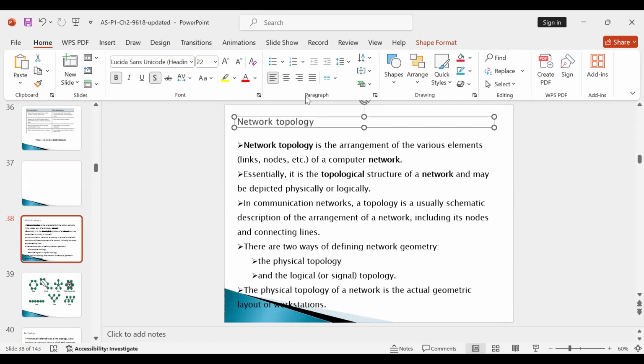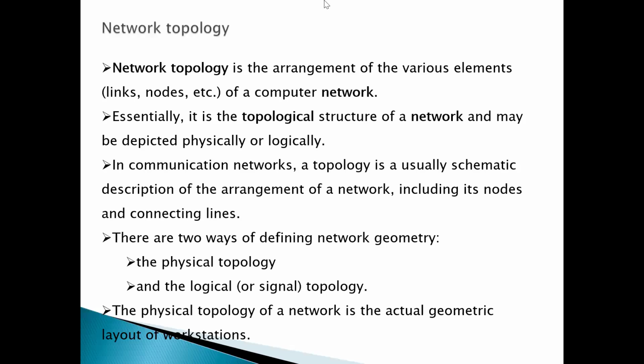Okay, now topology. Topology means network arrangement: how computers are connected with each other. This is called network layout or architecture, but we call it network topology. Basically, network topology is the arrangement of various elements, links and nodes of a computer network. So essentially, it is the topological structure of a network and may be depicted physically or logically.